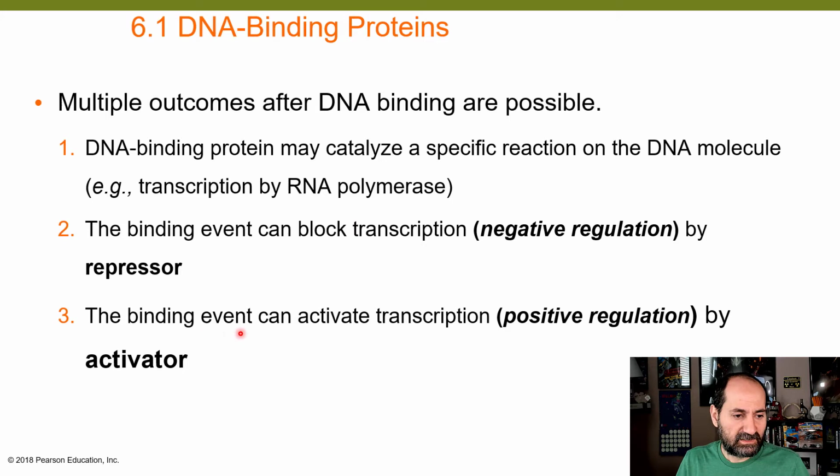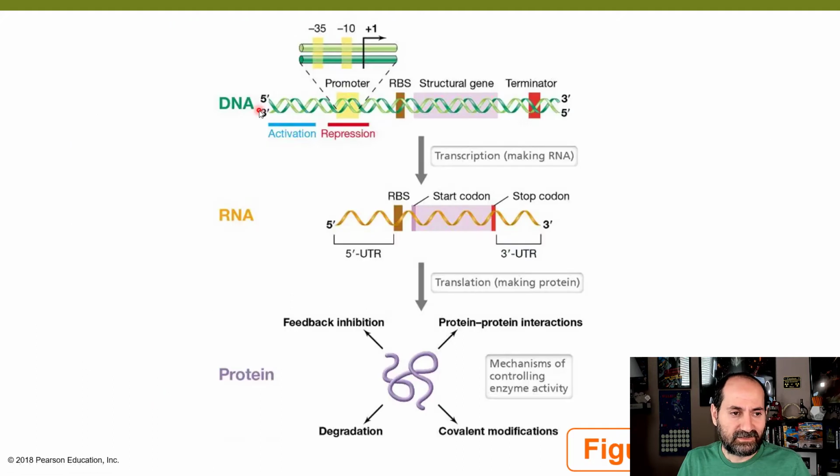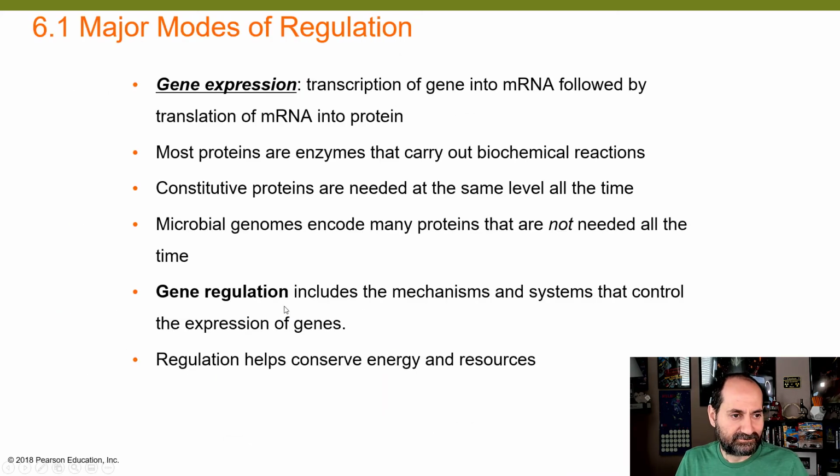Conversely, the binding event can activate transcription. This is called positive regulation by an activator. An activator protein can bind to a stretch of DNA upstream of the promoter to promote RNA polymerase binding and gene expression activity. So what is gene expression?